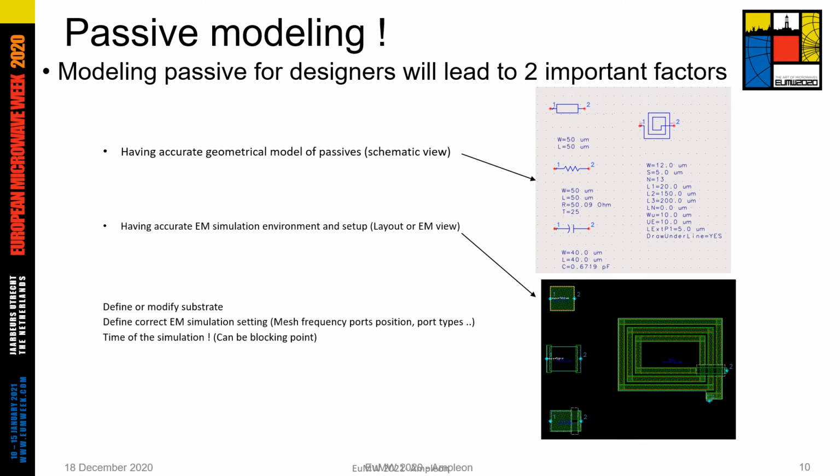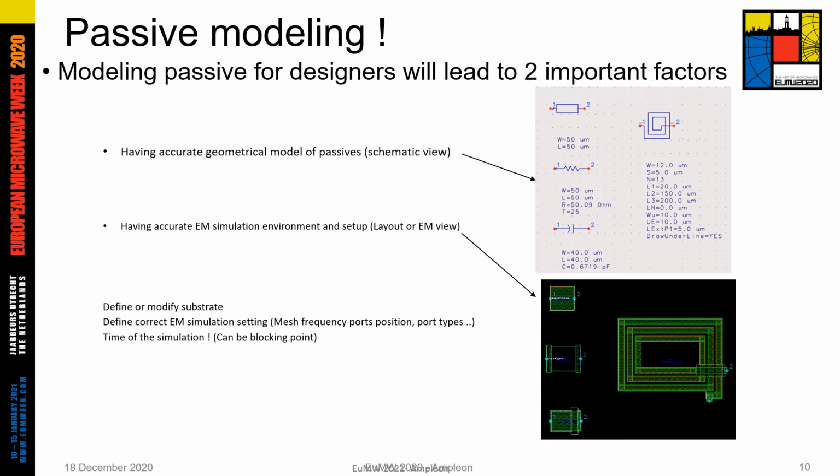Okay, we have passive modeling. It's a strange word, passive modeling. What does it mean? It means that we need to have models for passives so a designer can predict the performance at the schematic level, which can later be verified with EM simulation to capture the effect of coupling and other effects.